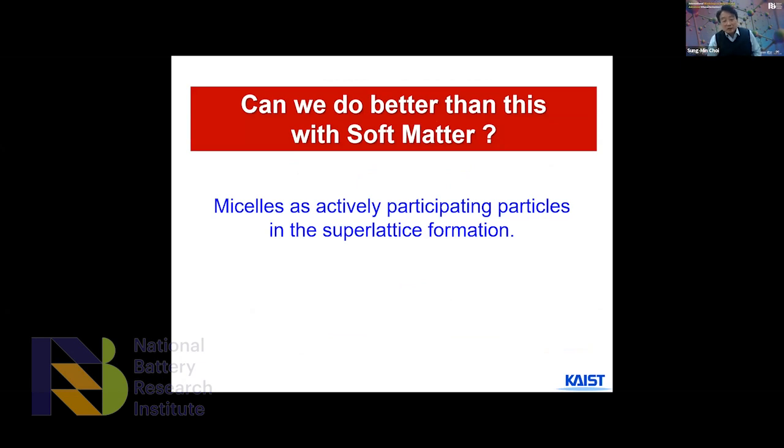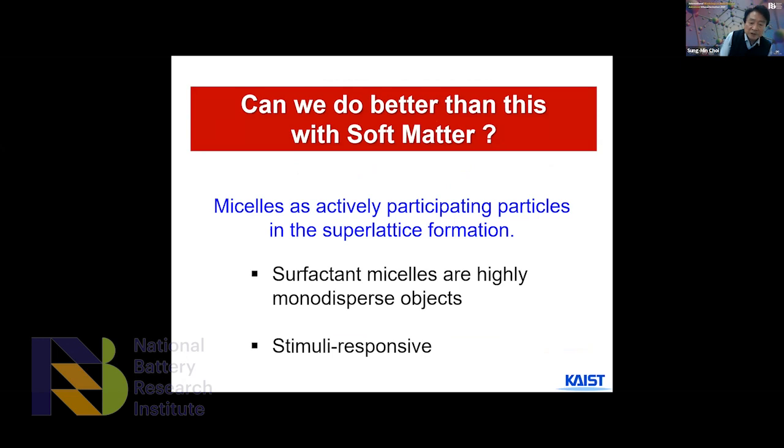So we considered the micelle not just as a template, but as an actively participating object in superlattice formation. The reason we consider the micelle, especially the surfactant micelle, is that surfactant micelles are highly monodisperse objects, and they can also have interesting behavior, like stimulus response. With pressure or temperature change, a structural symmetry transition may occur. So this is the idea we started with.